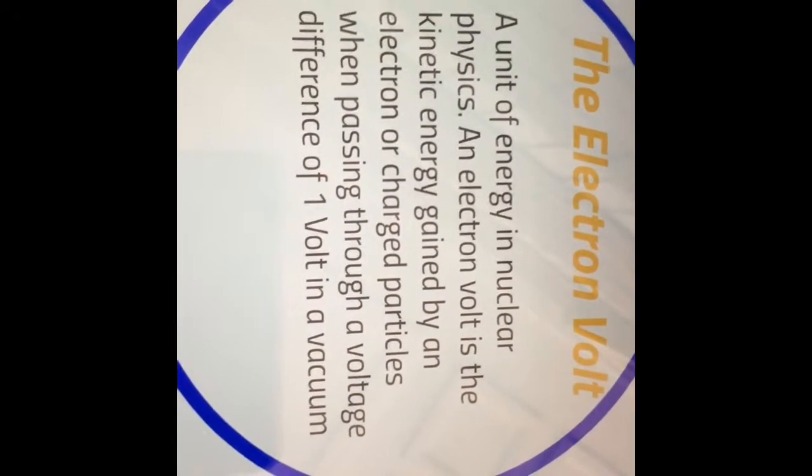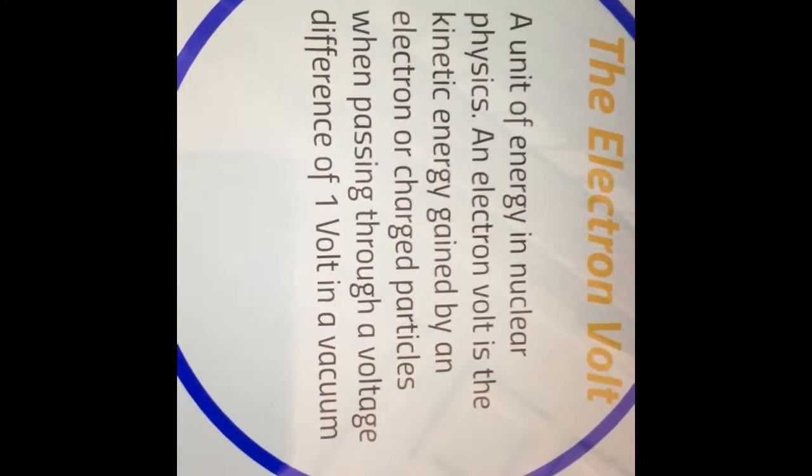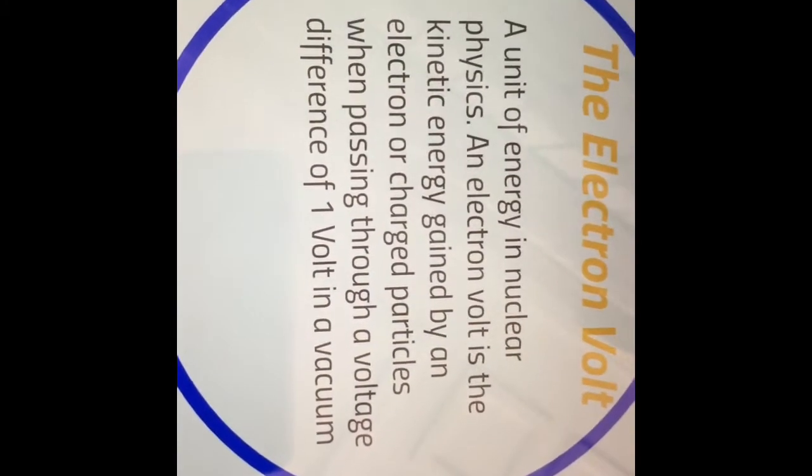An electron volt is the kinetic energy gained by an electron or charged particle when passing through a voltage difference of 1 volt in a vacuum.